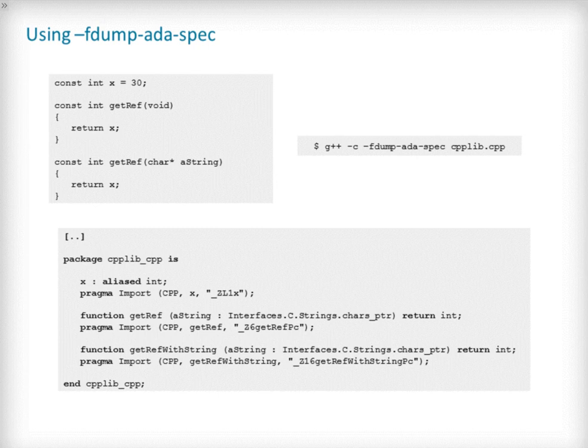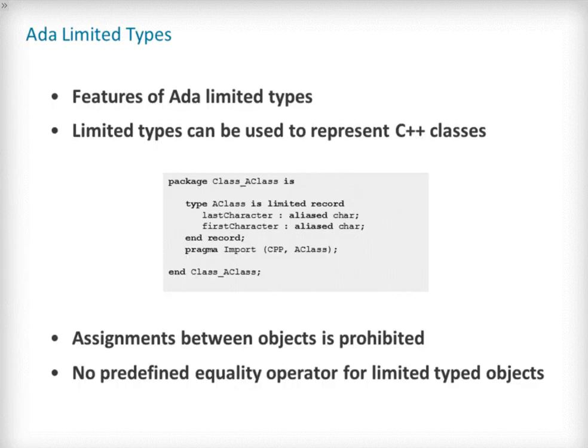Using -fdump-ada-spec is the preferred method of interfacing to C++ from Ada, and as the lecture introduces more advanced C++ code, the output from the -fdump-ada-spec option will increase in complexity. It is worth spending some time to review the features of Ada limited types, as they are used extensively in the code generated by -fdump-ada-spec.